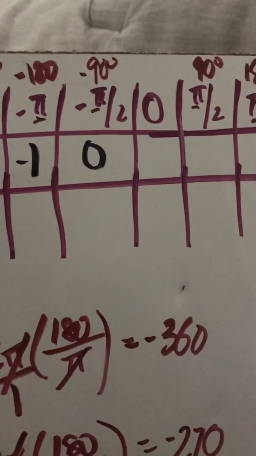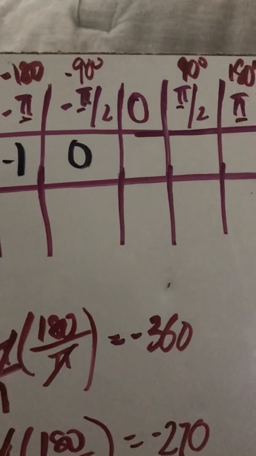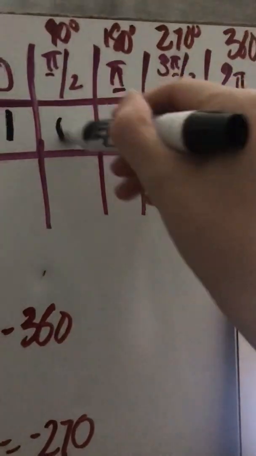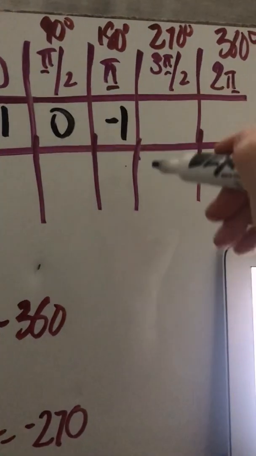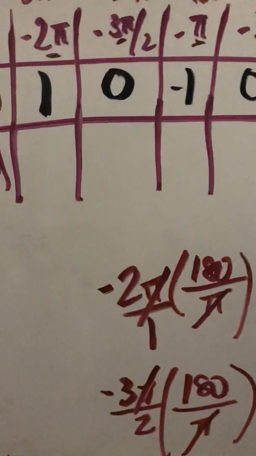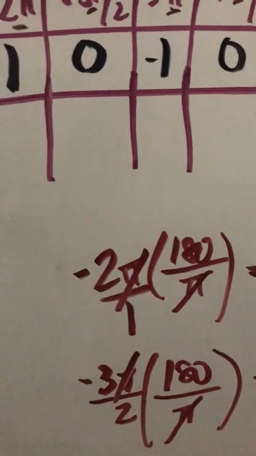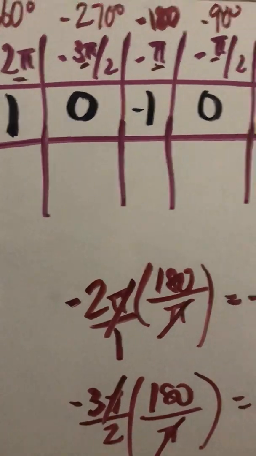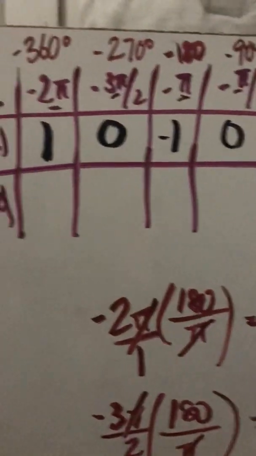Continuing the pattern through, I'm going to have at 0, 1, pi over 2, 0, negative 1, 0, and 1. Like I said, you guys can go ahead and use your unit circle. You can use your understanding and your logic, like whatever way works best for you.